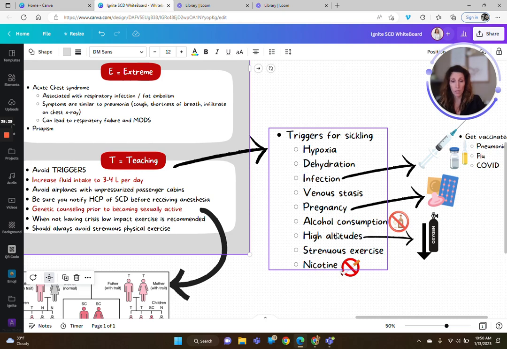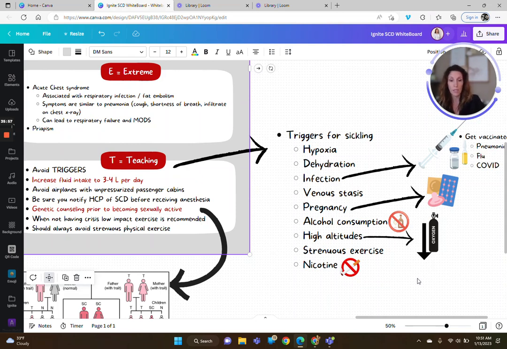Avoid high altitudes. There's less free oxygen in the air whenever you're somewhere that has a high altitude, so probably not the best place for somebody with sickle cell to be. Avoid strenuous exercise, so don't go out and run a marathon if you have sickle cell disease. We do usually recommend sickle cell patients exercise, right? We want them to stay healthy and stay fit, but we don't want them to overexert.